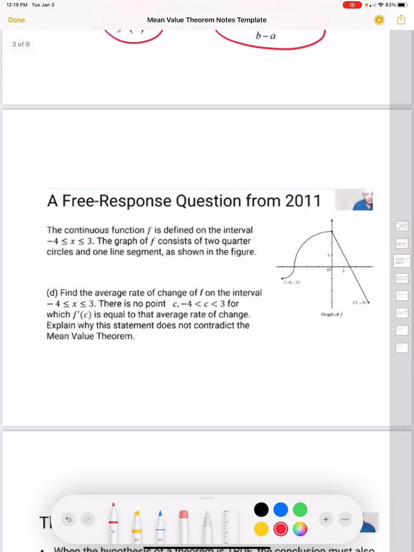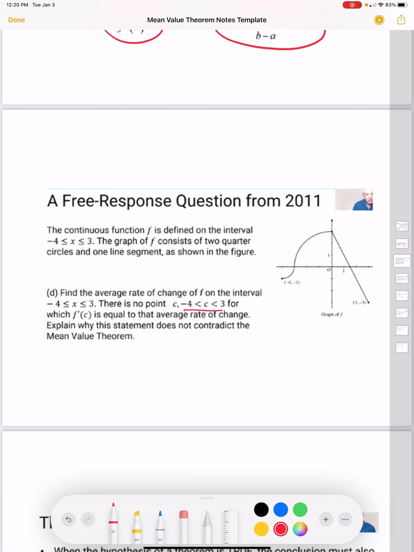Now let's take a look at this free response question from 2011. The continuous function f is defined on the interval -4 to 3. The graph of f consists of 2 quarter circles and 1 line segment as shown in the figure. Find the average rate of change on the interval from -4 to 3. There is no point C from -4 to 3 for which f prime of C is equal to that average rate of change. Explain why this statement does not contradict the mean value theorem.